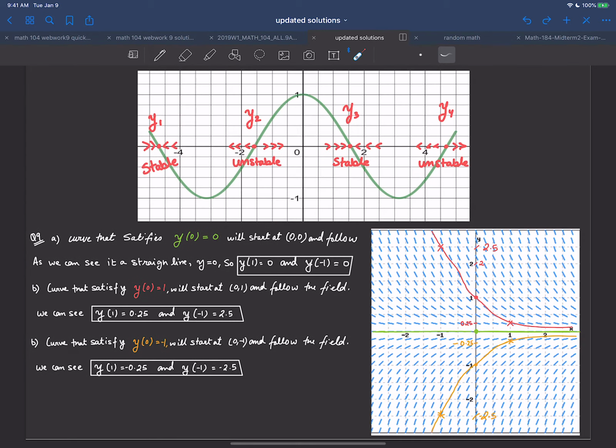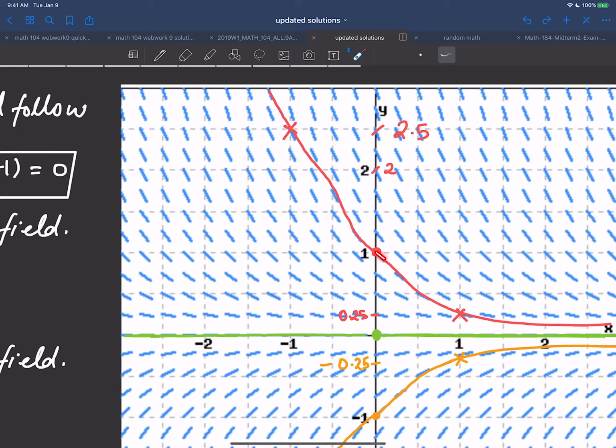Okay, so that was an easy catch here. Now if you start at 0, 1 here for this line, which is going to be this point, where you're going to end up is you have to follow the slope field. So if you follow these lines here and you go along with it, this side is going to look something like this.